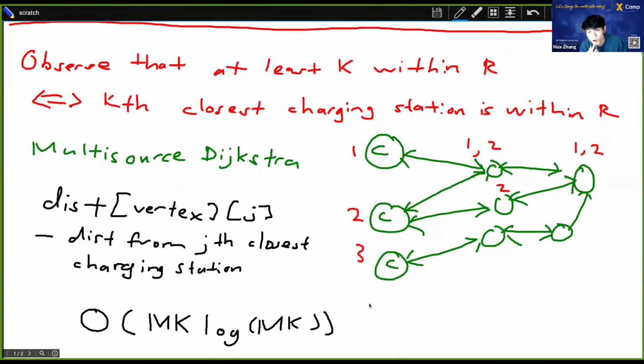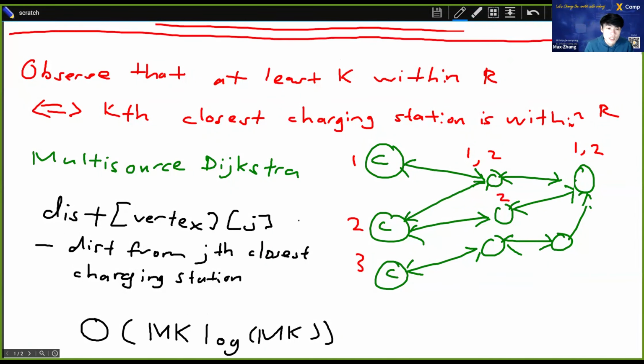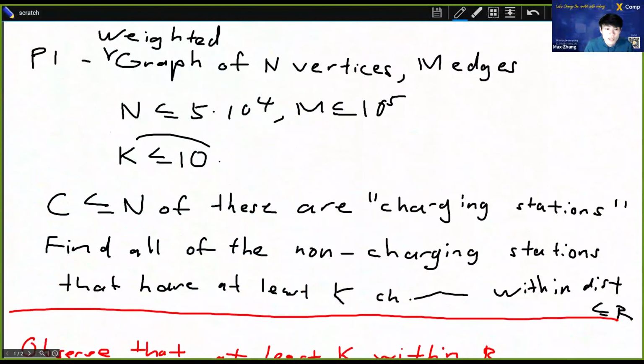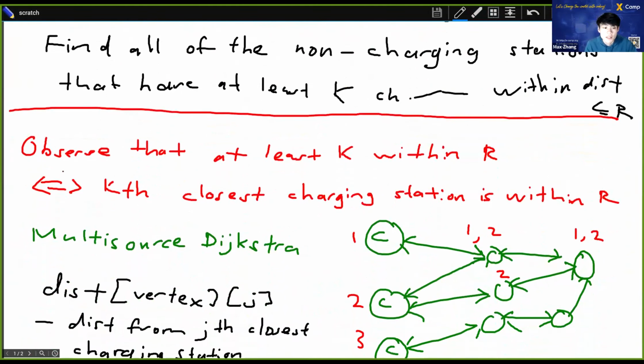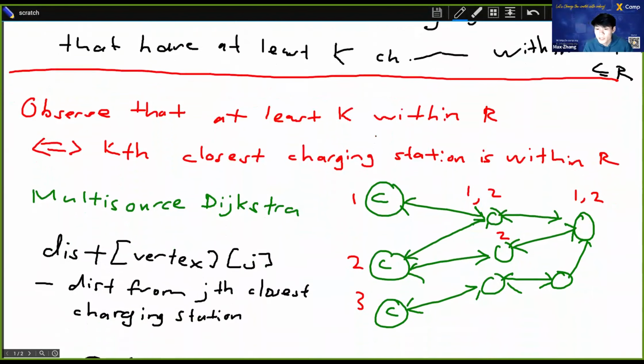So the final complexity is m times k times log of m times k, which, given that k is only 10 in this problem, is a perfectly acceptable solution. So that concludes the first problem. Really, the main observation you need to make is that transformation: instead of looking at it from the perspective of at least k stations within distance r, you think about the kth closest, and the kth closest is a more tractable problem that you can solve using a modified Dijkstra's algorithm.